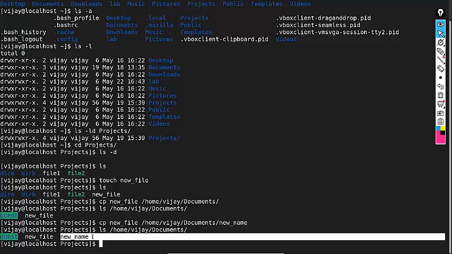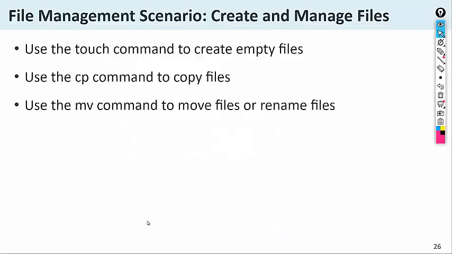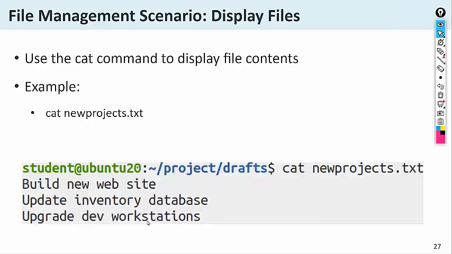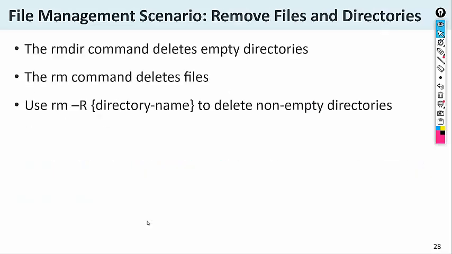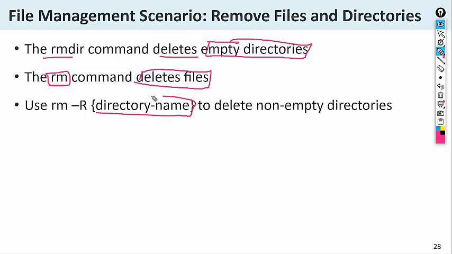Okay, so these are the commands generally used for creating directories, managing files, moving files, and renaming files. I have told you already, the cat command is used for checking the data. The rmdir command is used for deleting empty directories only, and the rm command is used for deleting files. But if there is a directory, then you can use the -r option, which can remove non-empty directories as well.